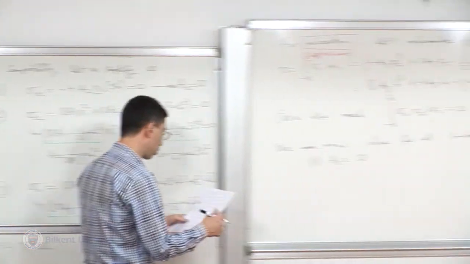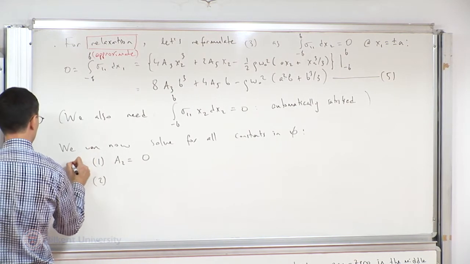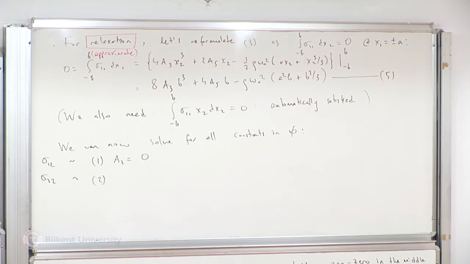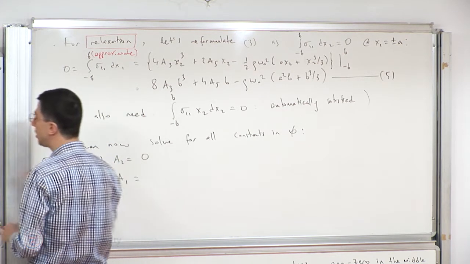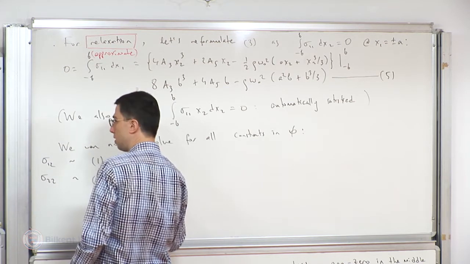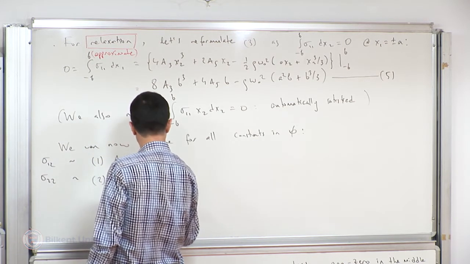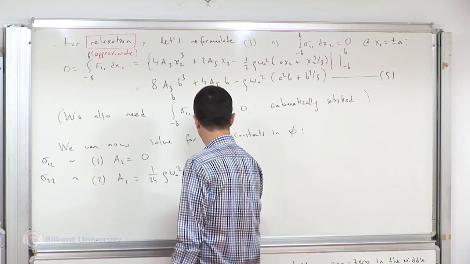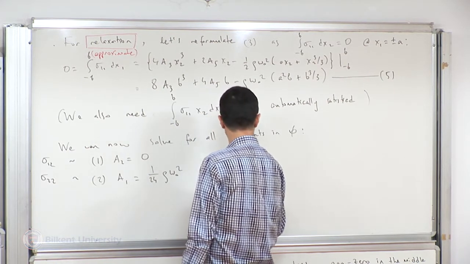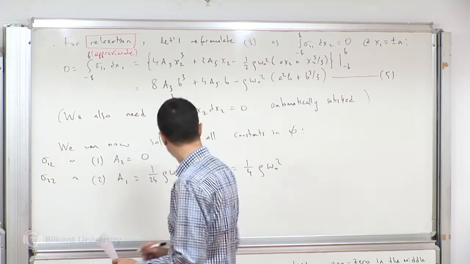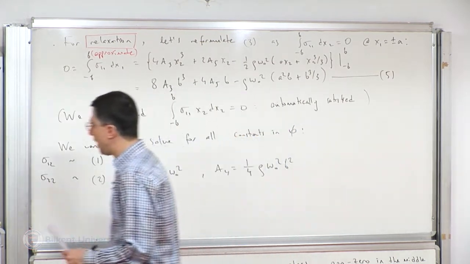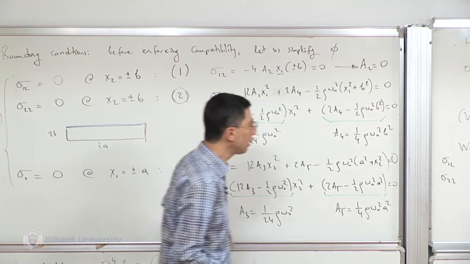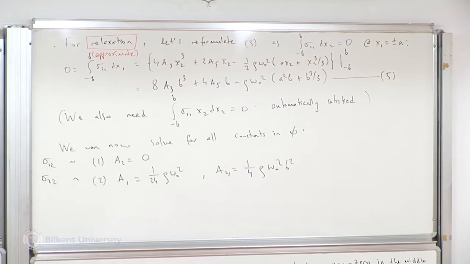Okay. From condition number 2, so this one has to do with sigma 1,2. This one has to do with sigma 2,2 vanishing on the upper edge. So from condition number 2, I already found out that A1 is 1 over 24 rho omega naught squared. And A4 is equal to 1 over 4 rho omega naught squared B squared. And now I'm not going to make use of 3 because that leads to a conflict with compatibility. Instead, I'm going to first enforce compatibility.